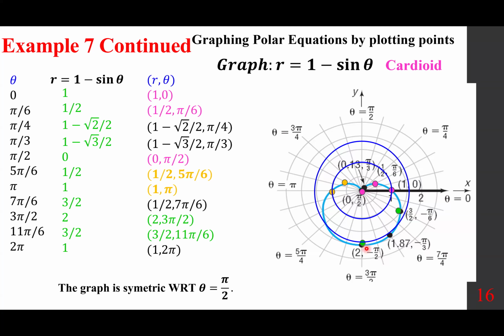Now, notice the graph. The left half and the right half are the same, so it is symmetric with respect to the y-axis, theta equals pi over 2.